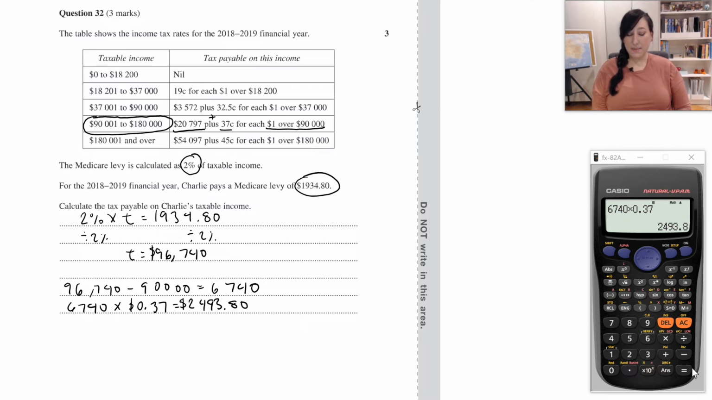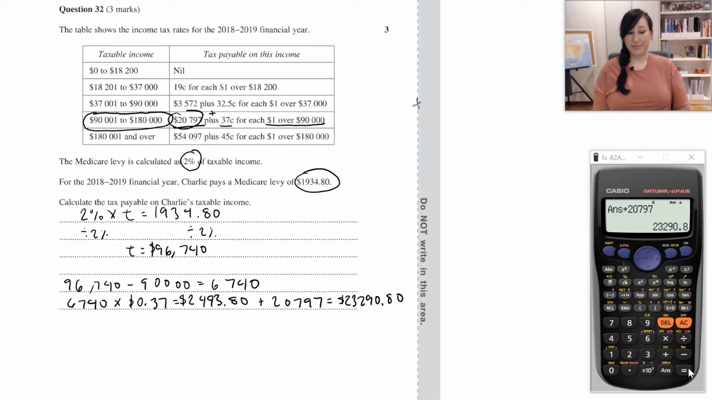Finally, he needs to pay the $20,797 plus what we just calculated. So let's add the $20,797. So we get $23,290.80 as his tax payable. And that's the answer. Let's go to question 33.